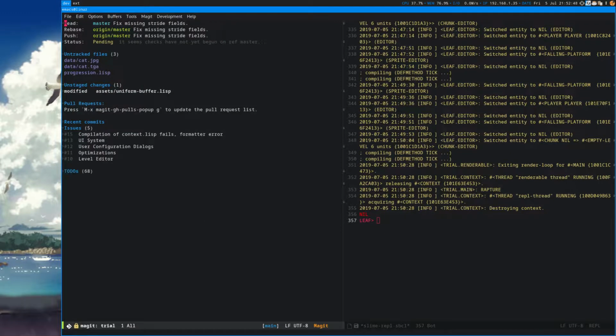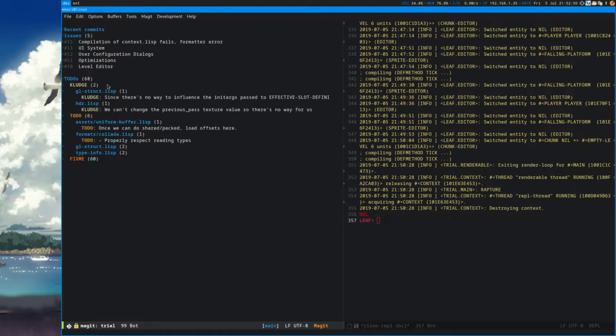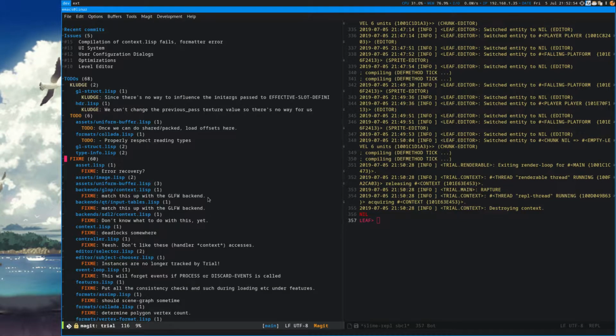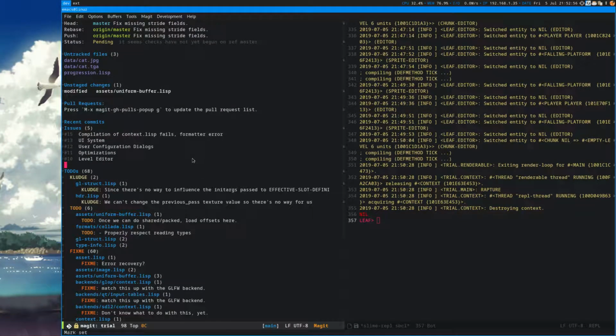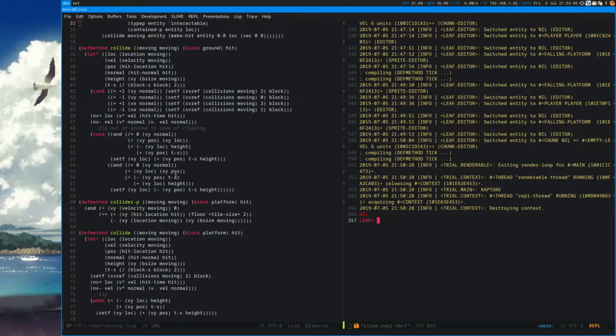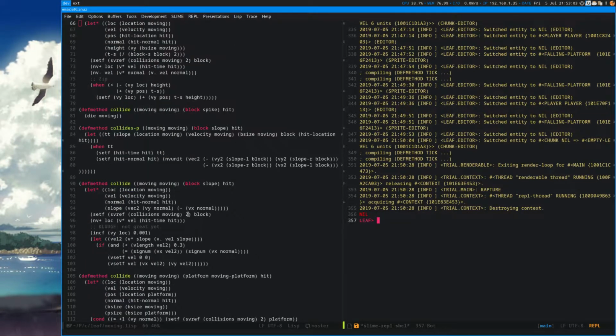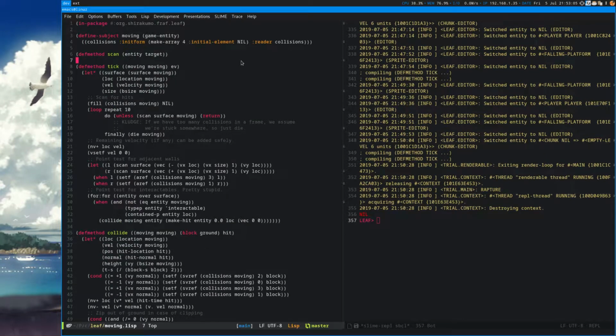There's probably more kludges in trial. Let's see. What do we have? Oh, only 2 right now. Okay. At least things marked as kludge. Plenty of fix-me's. Alrighty. Okay, so that's fantastic though.